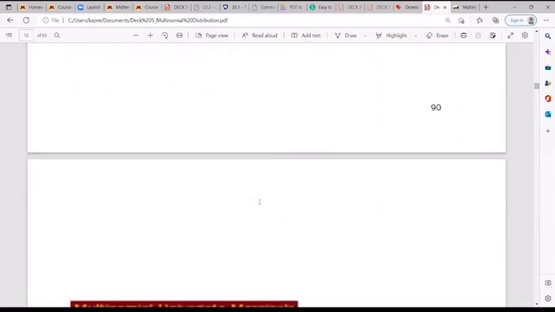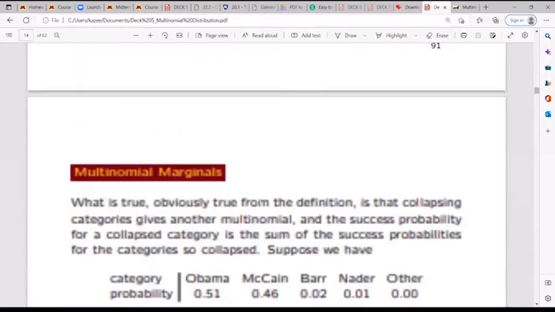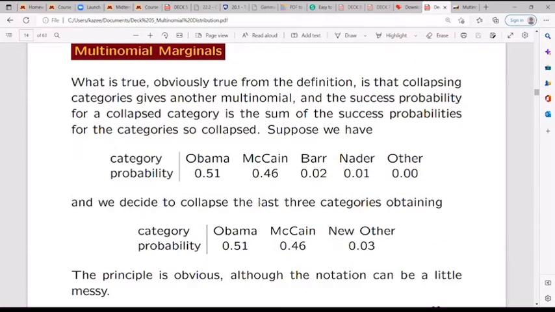Okay, so I basically want to move to something serious. This is another example, an example in politics now. What is true? You look at the categories here: Obama, McCain, Barr, Nader, and other. In an election, it's either Obama wins or not, either McCain wins or not, either this guy wins or not. Because there are more than two people, it means the idea of multinomial can actually be used. You get what I mean, right?